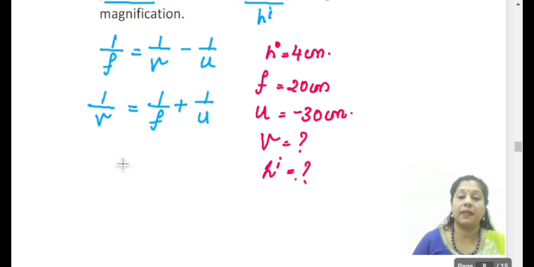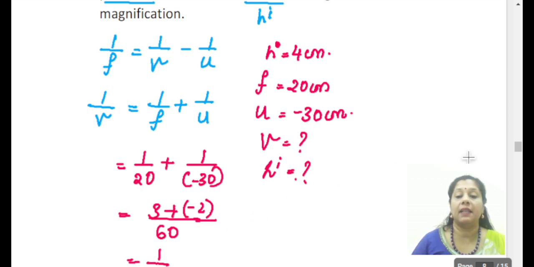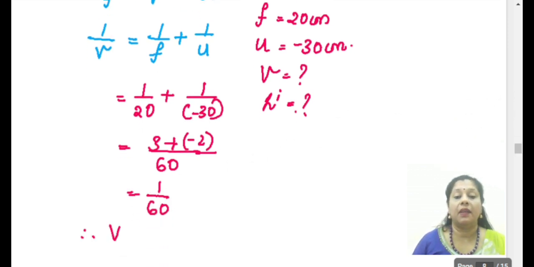So here if you substitute these values, 1 by 20 plus 1 by minus 30. LCM is 60. So this will be 3 times, plus this will be minus 2 times. So 3 plus minus 2, what will you get? 1 upon 60, that is 1 by f. V will be the reciprocal, that is 60 centimeter.